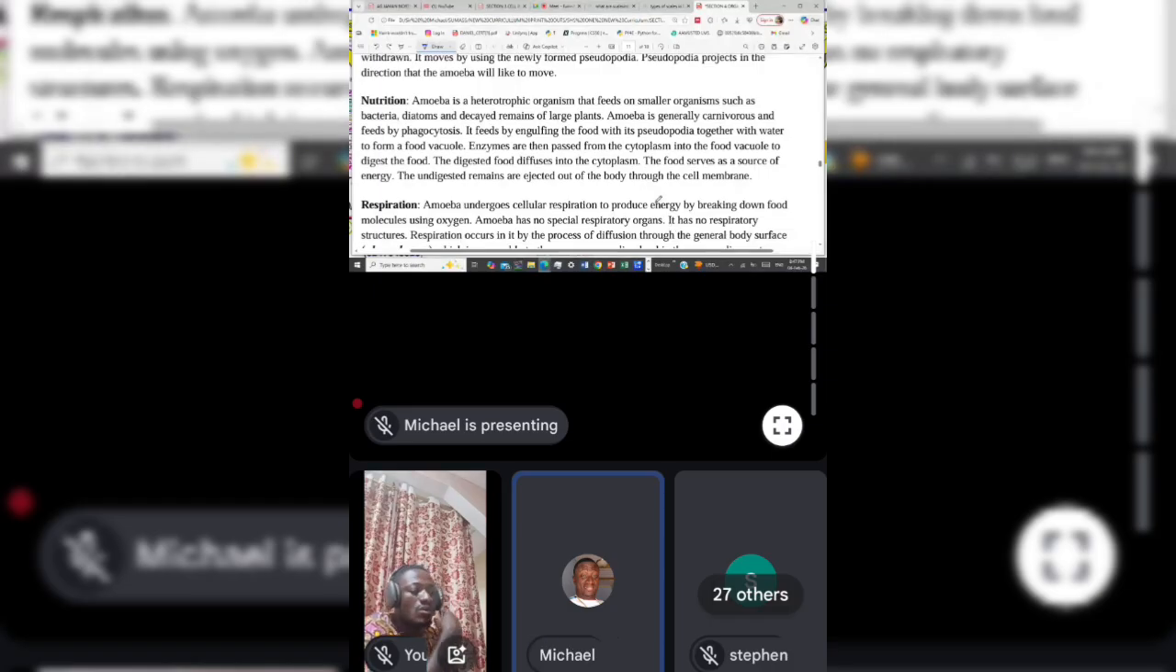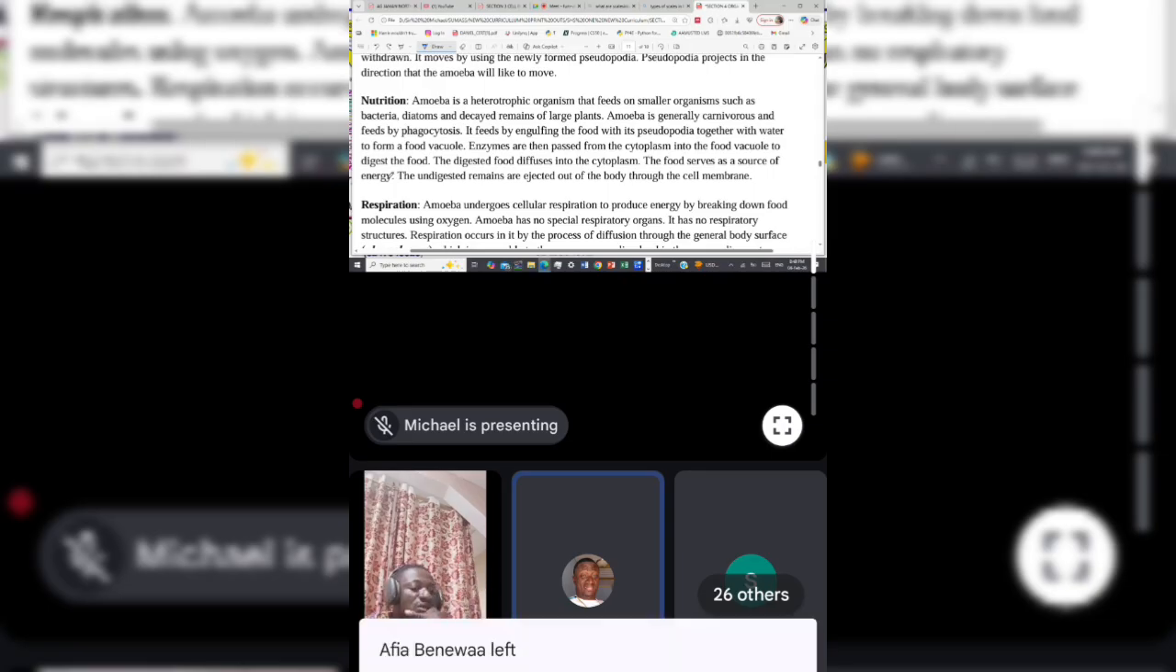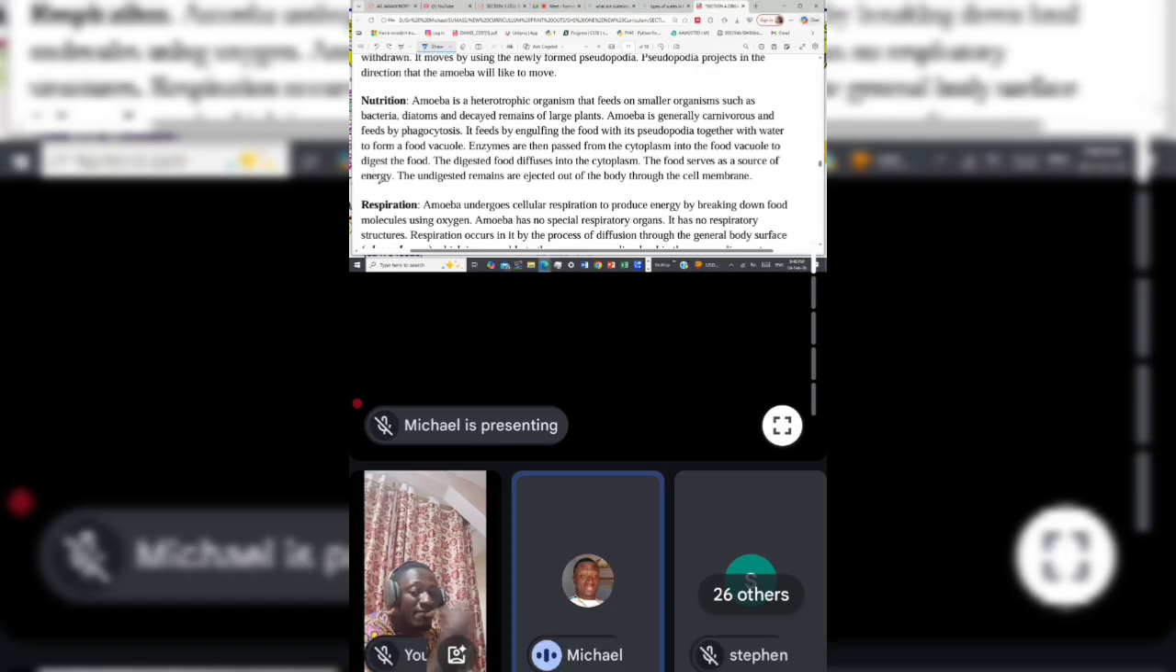So the food serves as a source of energy, you know already. It feeds because of energy so that it can continue its life processes. Now the undigested remains are ejected out of the body through the cell membrane. That is called ejection, but it will just come out, and that will become exocytosis. So keep that in mind. It will enter by endocytosis, but particularly phagocytosis because it's a solid. If it was liquid, it would be pinocytosis. So keep those terms very well. That's why we learn those terms before the life process.